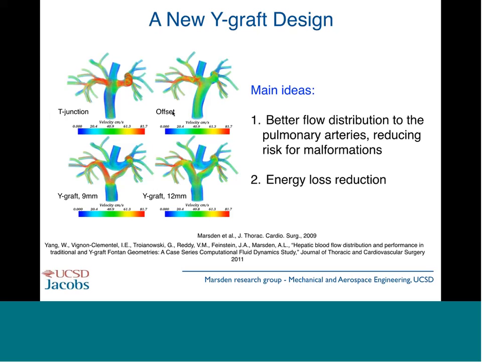Now, a potential disadvantage of the offset design is that it may tend to skew the hepatic flow distribution to one lung. So while it is successful in reducing energy loss, it may have the detrimental effect of skewing the flow distribution. As a way of getting the best of both worlds, meaning avoiding the collision of blood flow that increases energy loss, but also distributing the hepatic flow evenly to both sides, we proposed doing what we call a Y-graft surgery.